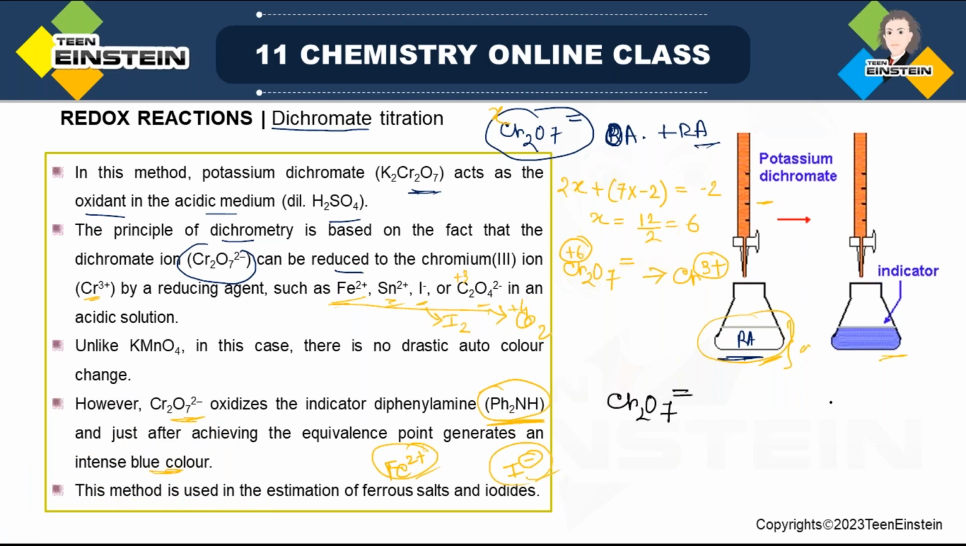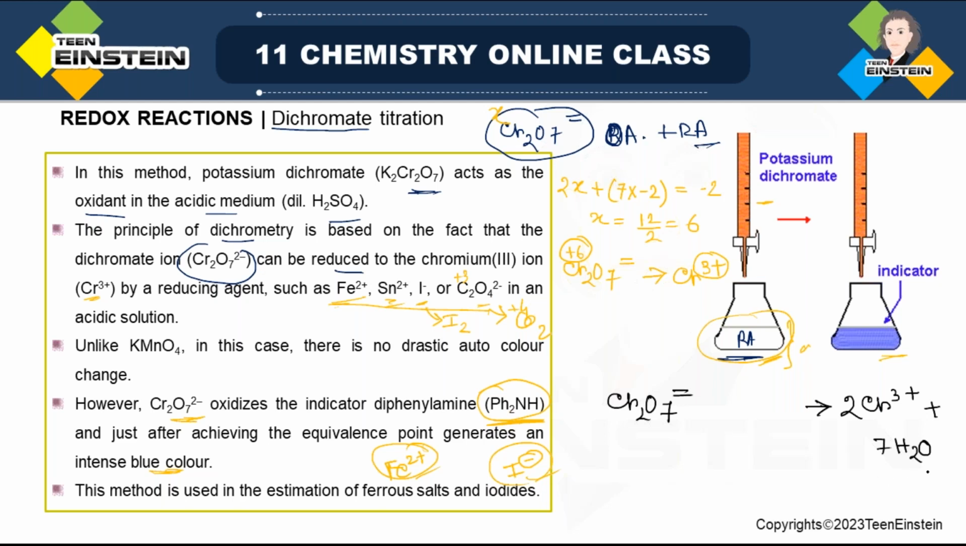Cr2O7 2 minus converted to Cr3 plus. The first thing you have to see here is that there are 2 chromium in the left hand side, only 1 in the right hand side. So I will put here 2. Next, you have 7 oxygen in the left hand side, but no oxygen in the right hand side. So I will write here 7 water molecules. Remember, in this way you can make the number of hydrogen and oxygen the same on both sides.